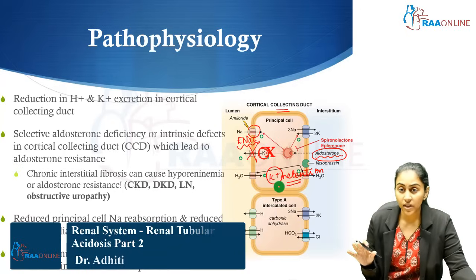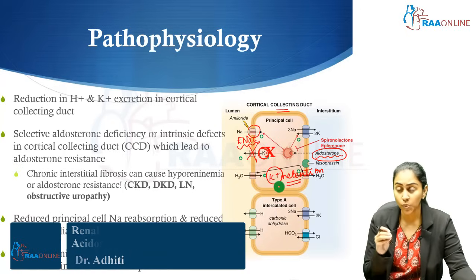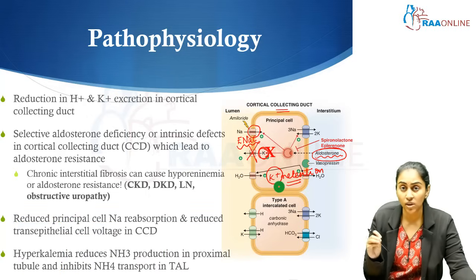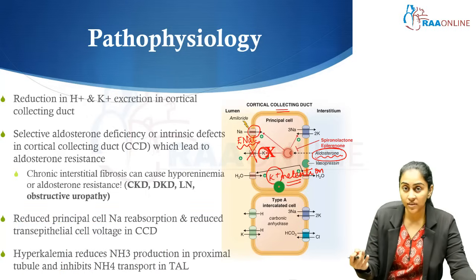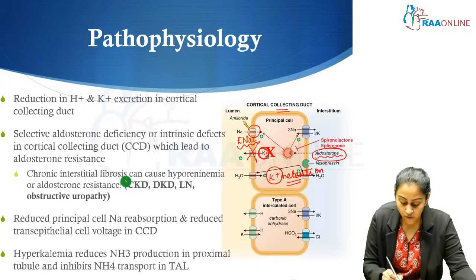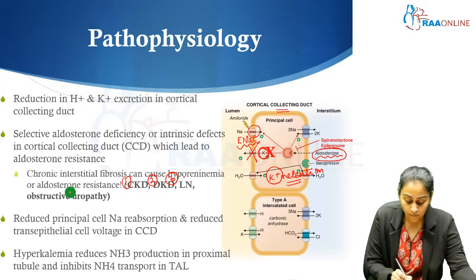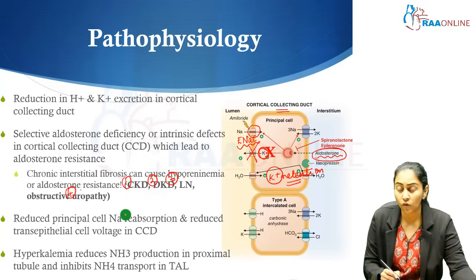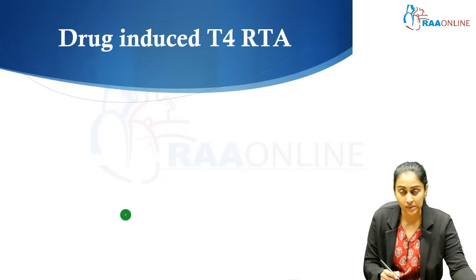So a lot of drugs can actually cause type 4 renal tubular acidosis. Now we just saw that a few kidney diseases can also cause type 4 renal tubular acidosis. What are they? CKD, diabetic kidney disease, then you have obstructive uropathy, and patients who are going to have lupus nephritis. So 4 major causes as far as the renal diseases are concerned for type 4 renal tubular acidosis. One of the most common causes is going to be diabetes.